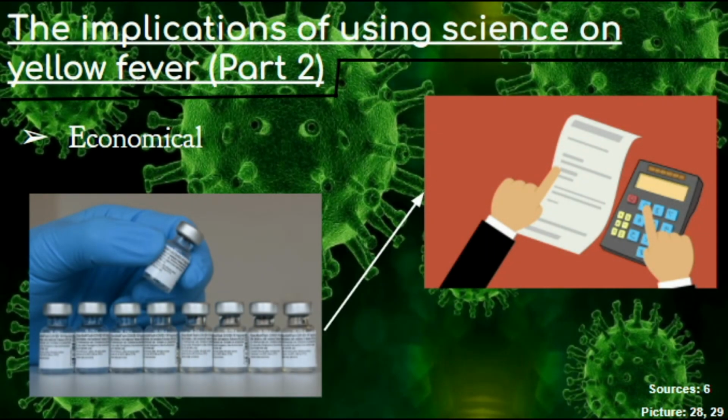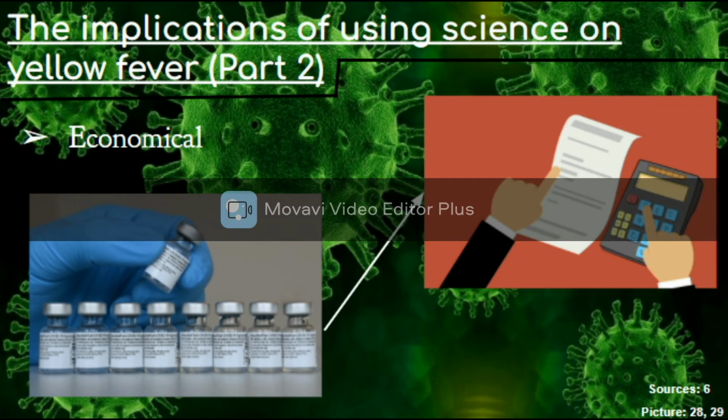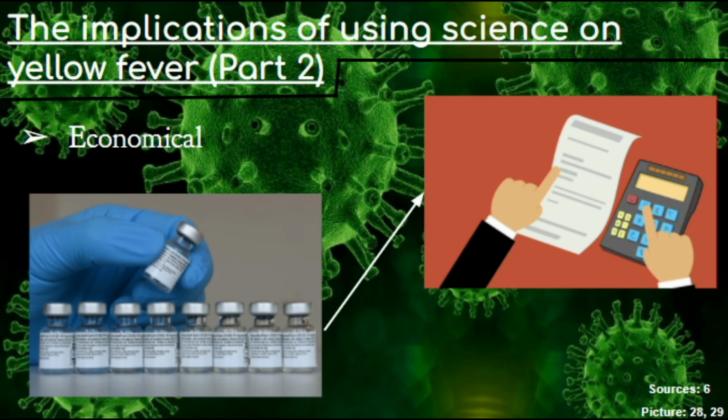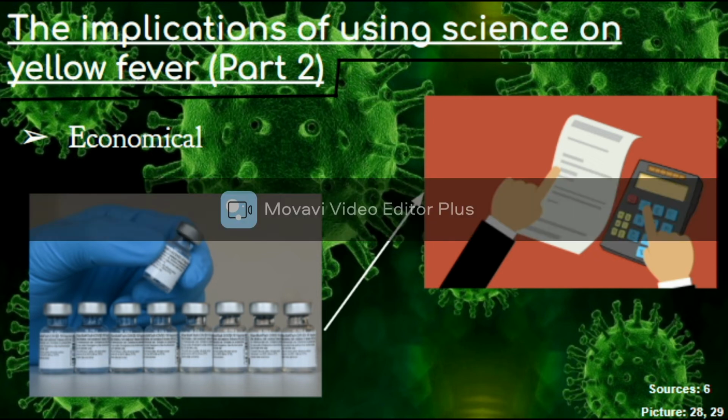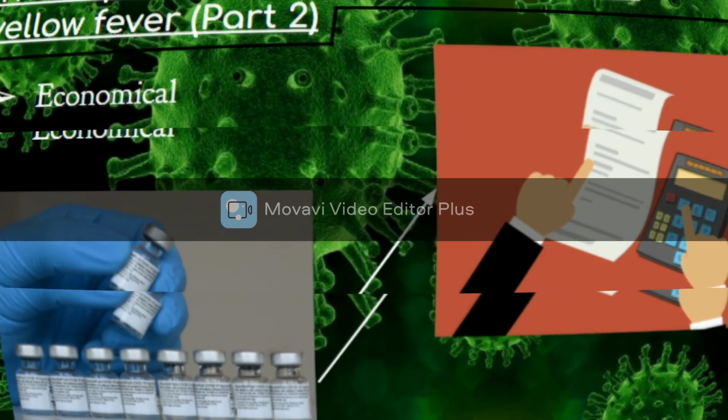The economical implications of using science on the yellow fever is that the yellow fever vaccine and its treatment can seem very accessible to you and your families, but not to poor people who struggle just to get $20 in their pockets. This means that the yellow fever vaccine and its treatment costs money and people can't afford that, and this is why each year more outbreaks of the yellow fever appear, and more people keep dying each year.